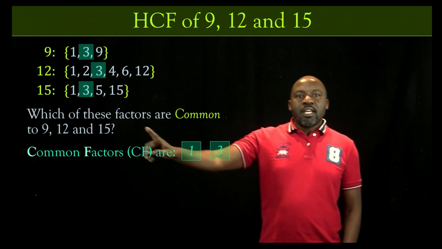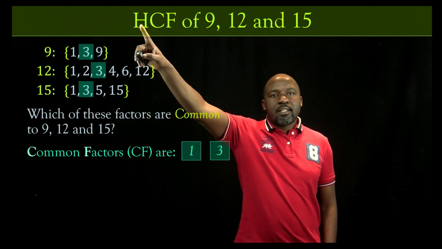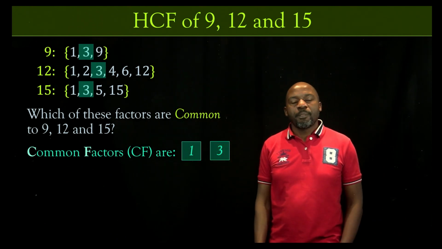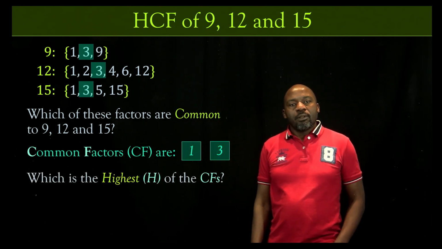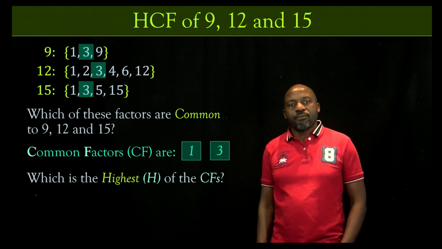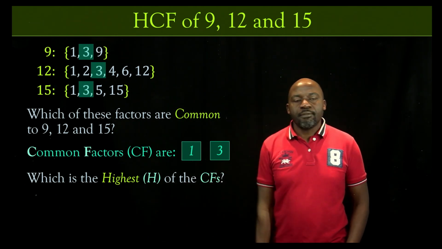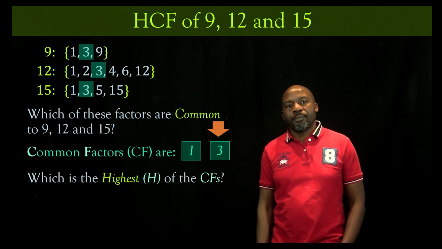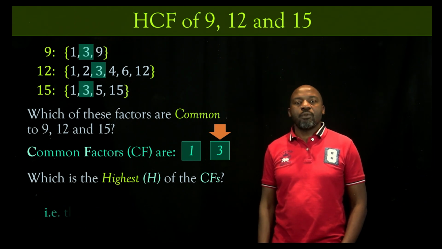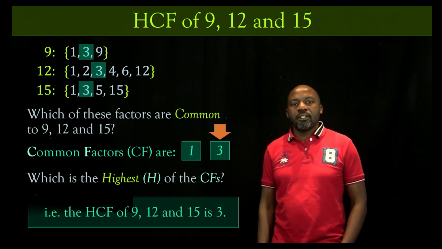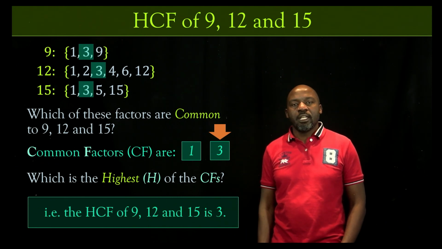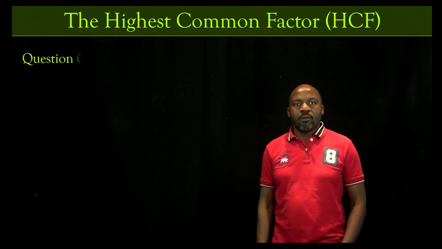And so the highest of the common factors, HCF, must be 3. Okay, and so we can conclude that the HCF, the highest common factor of 9, 12, and 15, is 3. Okay, right, here's another one.